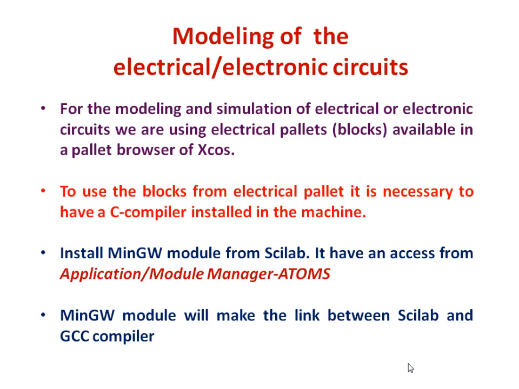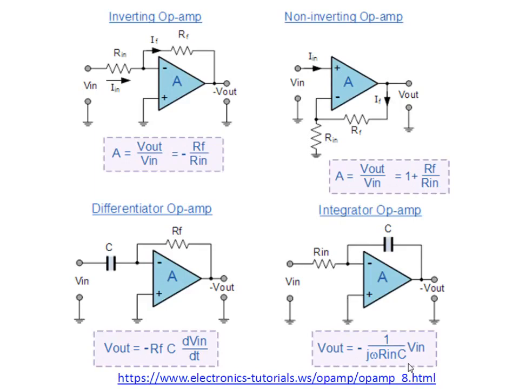To check whether the C compiler installed in the machine is linked to Scilab, just type the haveacompiler command in the console. If it returns true, then there is a link between Scilab and the compiler, and if it returns false, that means there is something wrong. Today we are going to model these four circuits using the operational amplifier block in the electrical palettes.